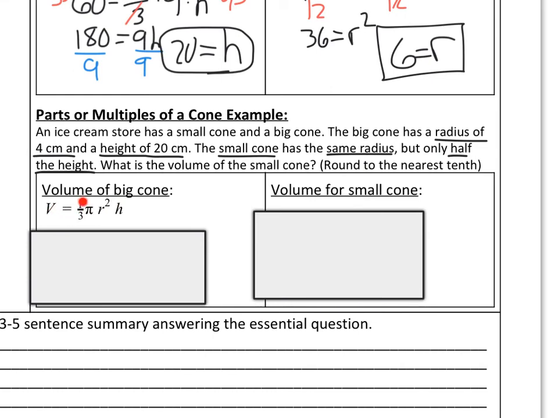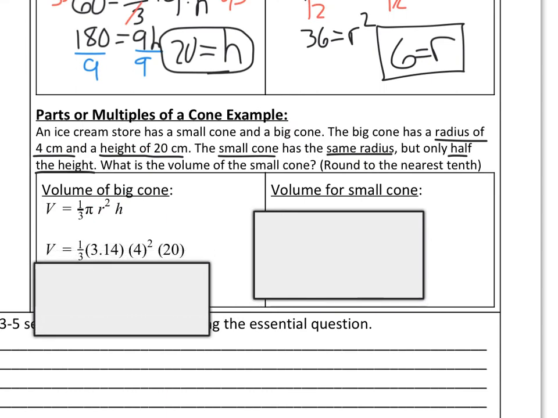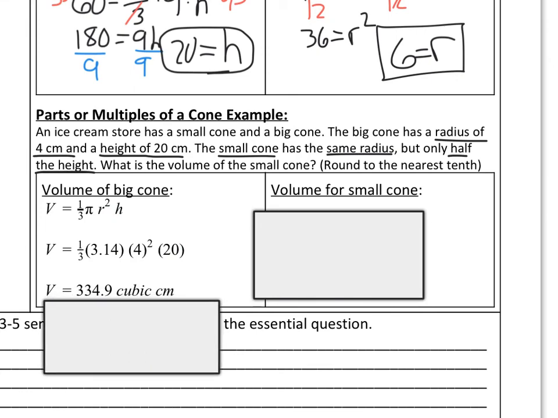So to start things off, let's find the volume of the big cone. Use your formula. I want you to try to find the volume of the big cone using a radius of 4 and a height of 20. Try to do that now. Okay, when you plug those into the formula, you should have got 1/3 times 3.14. I'm using 3.14 because we're rounding to the nearest tenth instead of pi. If you left pi for now, that's okay. Our radius was 4, so that's 4 squared, times our height, which is 20. And if we calculate all that out, we should have got 334.9 cubic centimeters.